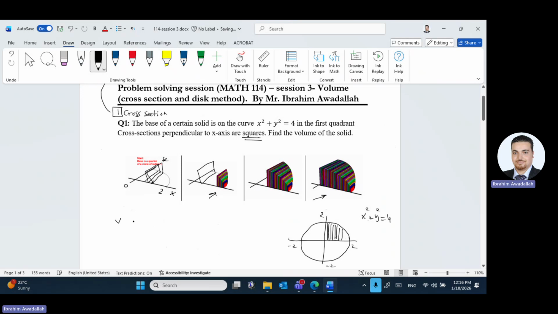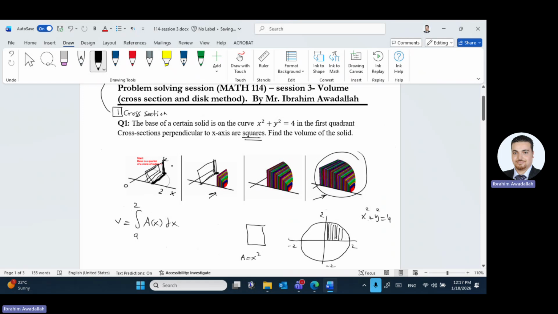So to find the volume of this shape easily, we say the integration from the start point till the end point of A of x dx. Since my shape is a square, the area equals side squared. But the distance from here to here is one side and this is the other side, so we cannot say x squared directly. I should find the distance from here to here.